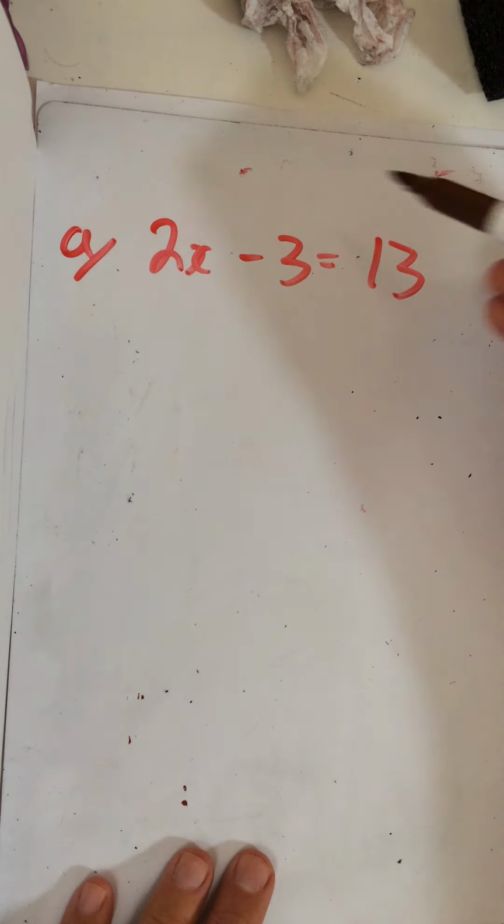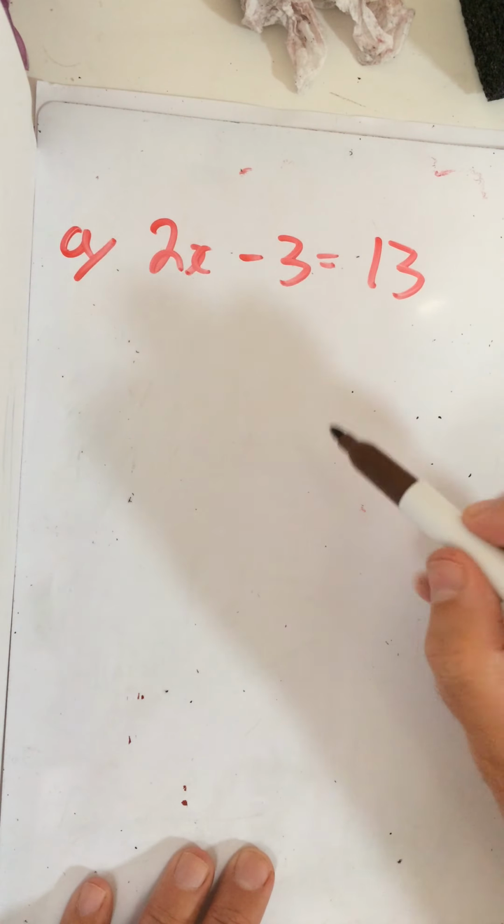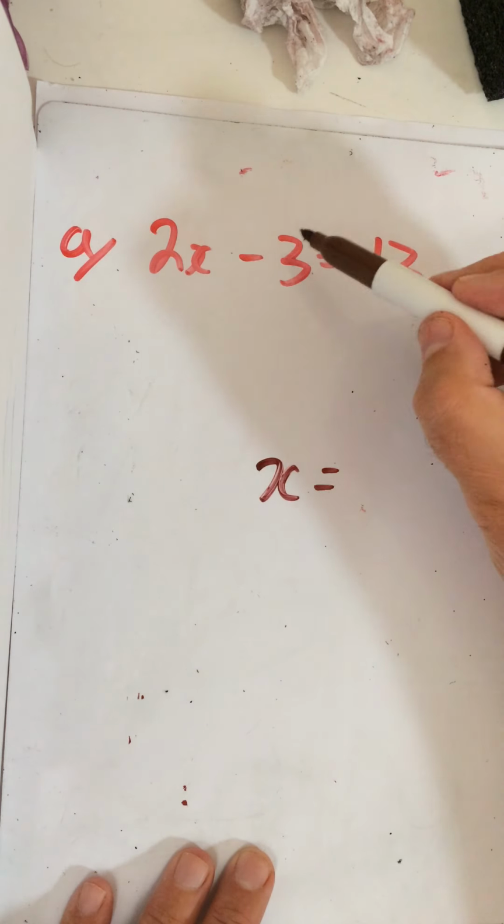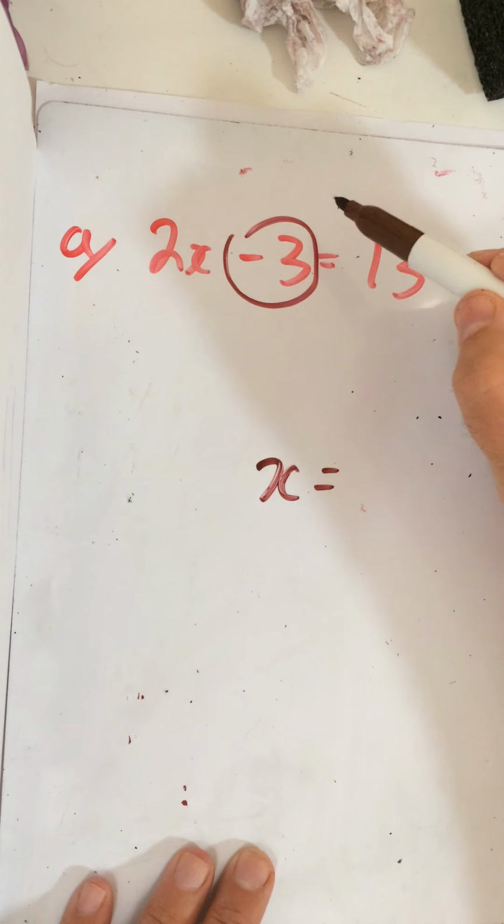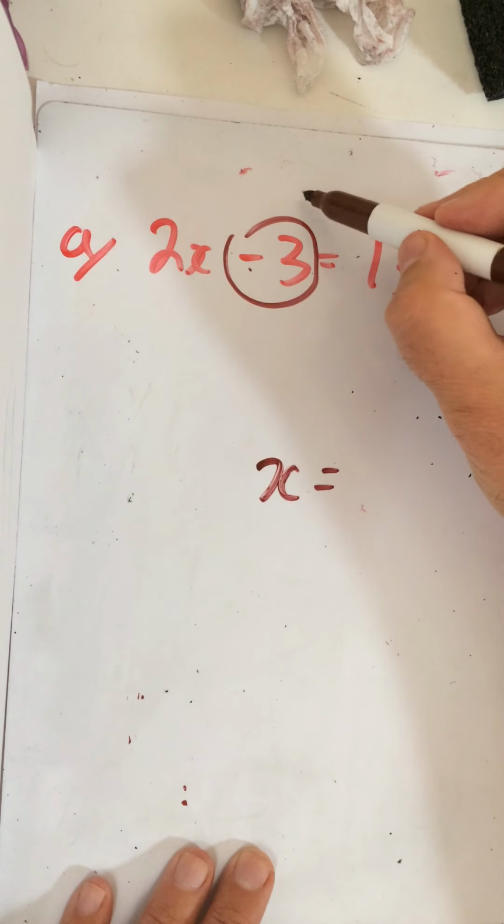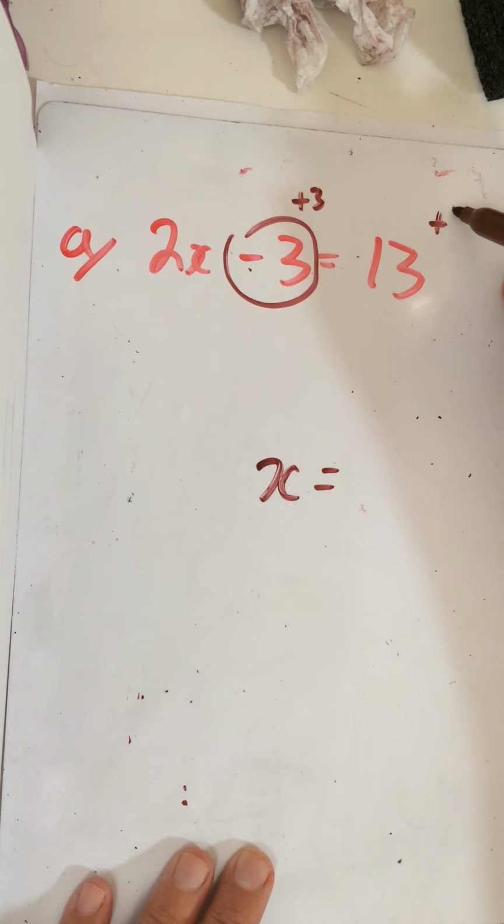Right, so let's go over it again. Here's your question. You write out your equation. I want to be left with x equals at the bottom. So I want to get rid of this minus 3 first. Because it's a minus 3, we're going to add 3 to it. It's the balancing method, so we add 3 on the other side.